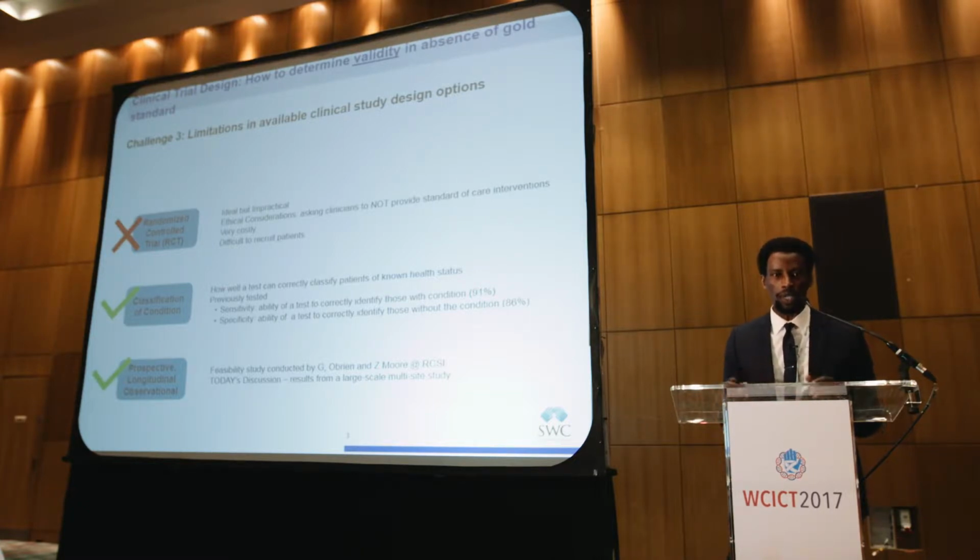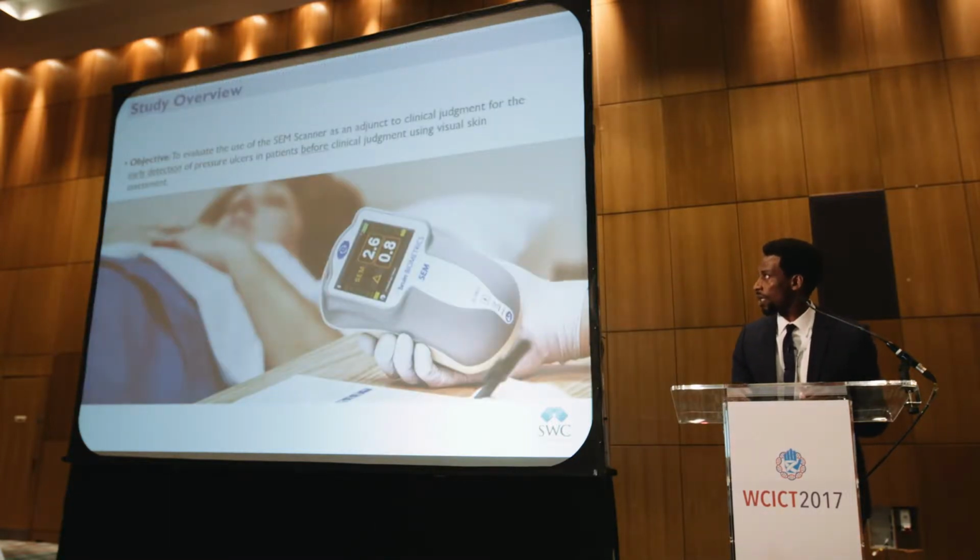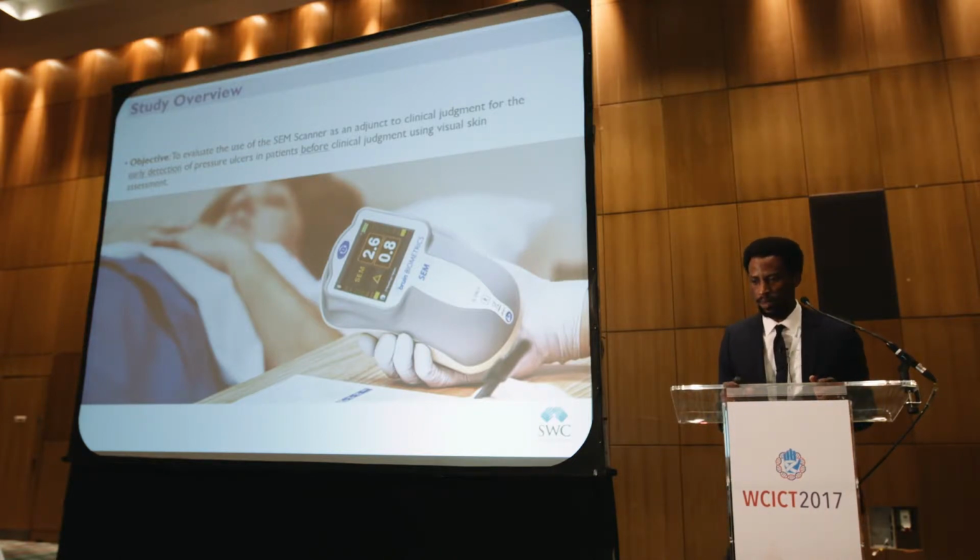So what can we do over time to start to assess how well the SEM scanner can identify pressure ulcers potentially before they're visible to the naked eye? Here's a picture of the scanner. And so the objective of the presentation is to evaluate the use of the SEM scanner as an adjunct to the clinical judgment for early detection of pressure ulcers in patients before clinical judgment virtually identifies them. So literally looking at the risk assessment tools and combining that, as Zena said, marrying it to a tool that can identify the pressure ulcer potentially before you visually see it.